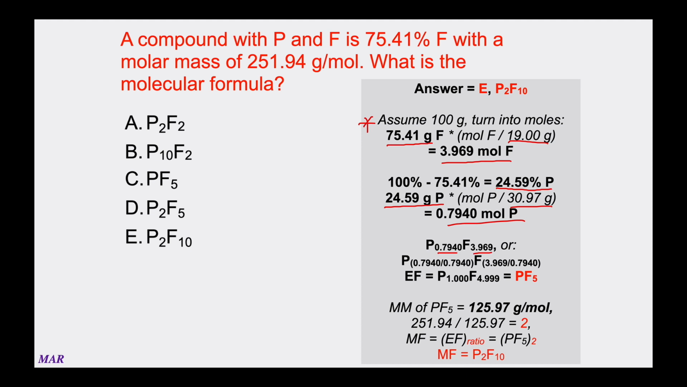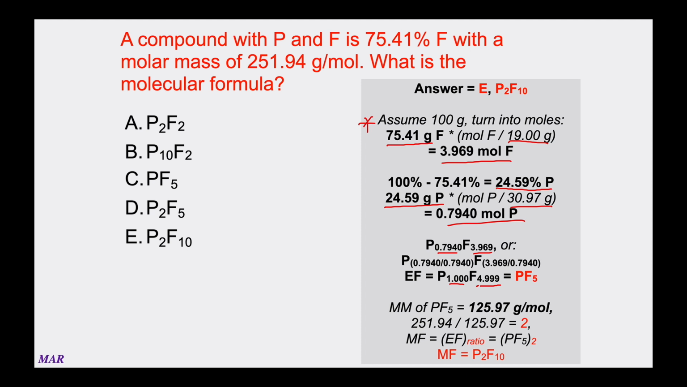Pretty ugly. Divide both numbers by the smaller number. 0.7940 is certainly smaller than 3.969. So 0.7940 divided by itself is 1. That means 1 phosphorus. And 3.969 divided by 0.7940 comes out to be 4.999. That's pretty gosh darn close to 5. So the empirical formula of this compound, PF5, all right? Now that we know the empirical formula, our answer will be PF5 or P2F10 or P3F15, some integral of PF5.